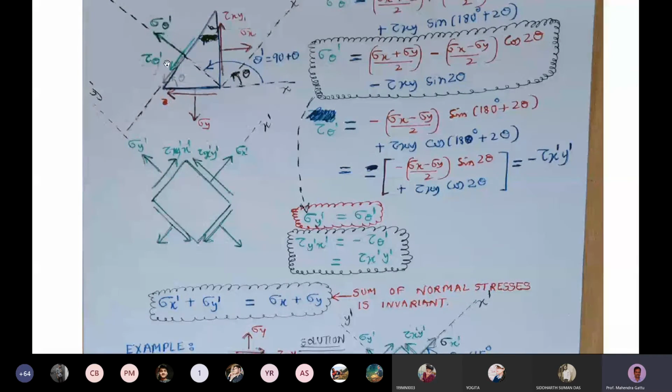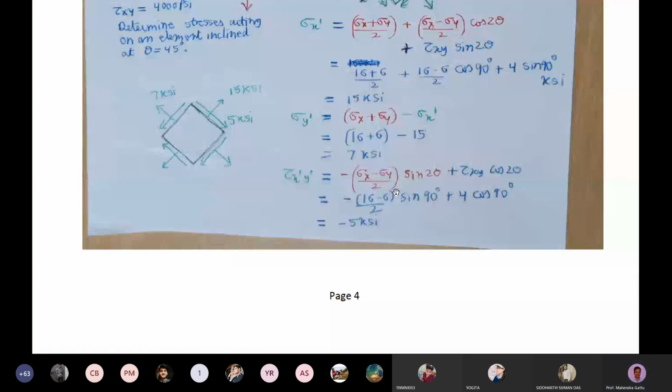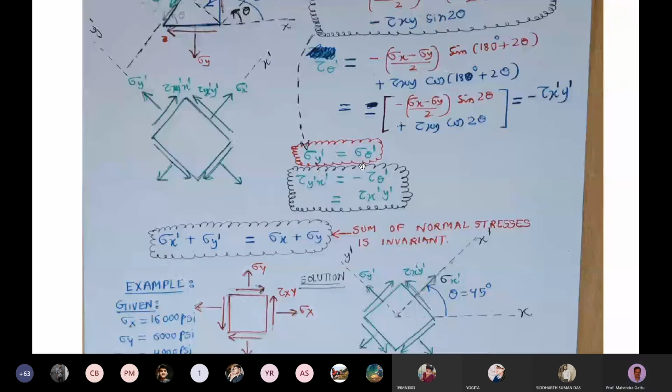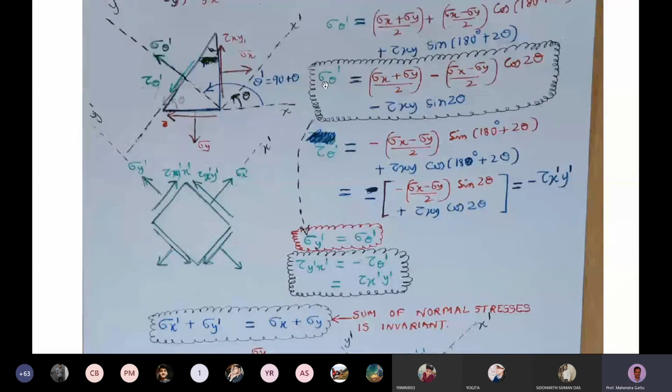So if you look at this diagram, tau theta prime and tau y prime x prime are related by a negative value. So tau y prime x prime is minus tau theta prime, and tau theta prime is minus tau x prime y prime. So minus and minus will cancel out, and we'll get tau x prime y prime. So this magnitude is equal to this magnitude. So that is what we get here. Yes, so this is sigma y prime, and tau y prime x prime is the same as tau x prime y prime.